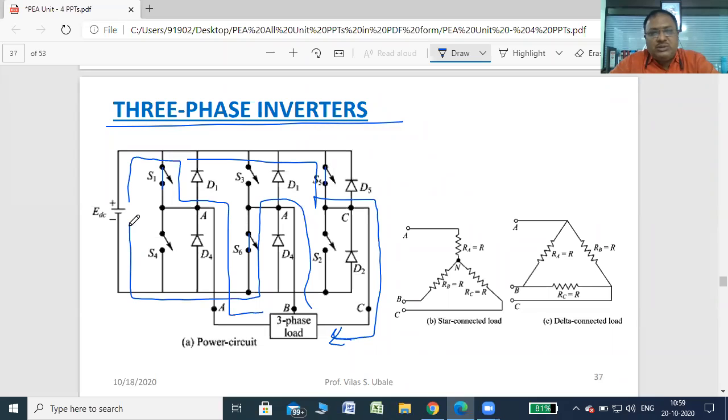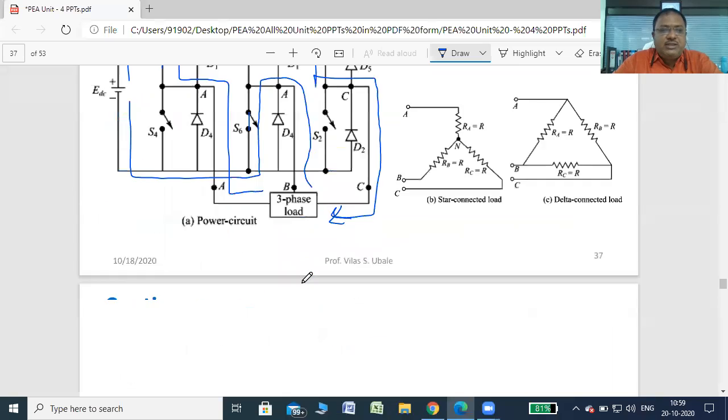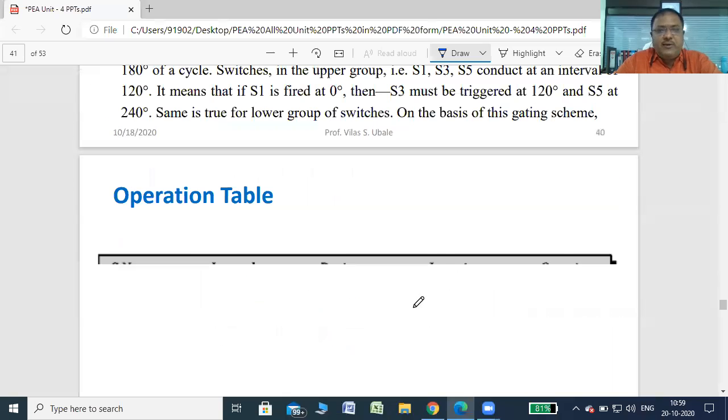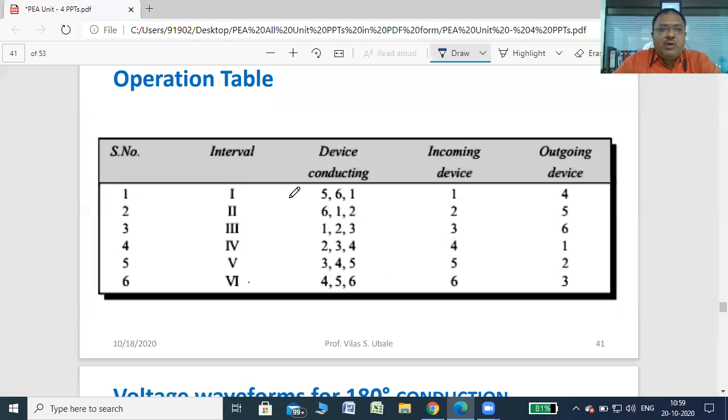Okay, so these three switches are conducting only for a 60-degree interval. S1 is on, S5 is on, S6 is on for 60 degrees. Just see here. First interval 5, 6, 1, incoming 1, outgoing 4, right?